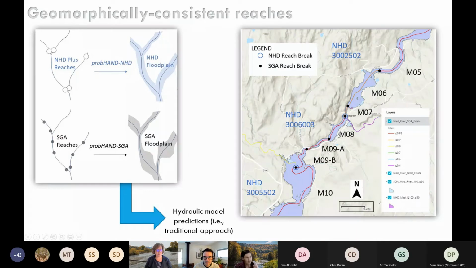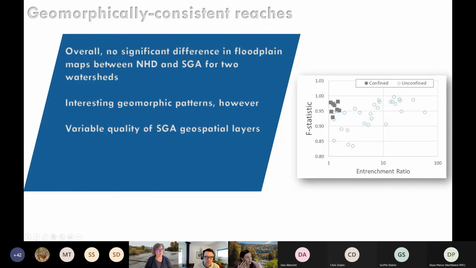And this is just some example of what we were looking at. These purple areas are the 100-year flood extent for the NHD defined reach. The blue is the 100-year extent for the SGA reach. And you can take away, looking at this as a snapshot, that we found no huge difference in the floodplain maps between NHD and SGA for these 2 watersheds. We also compared those again to the more traditional hydraulic model, and for both of them found very good agreement.